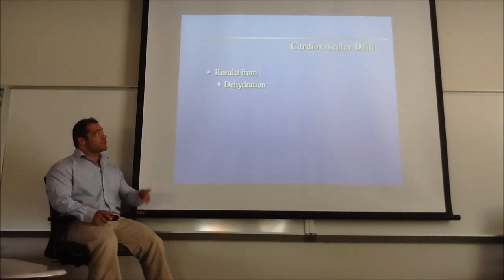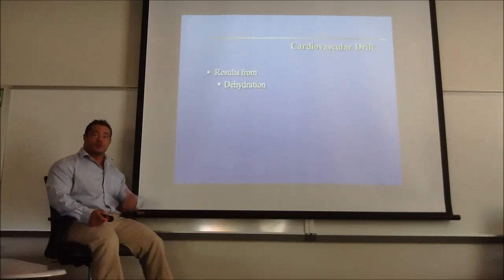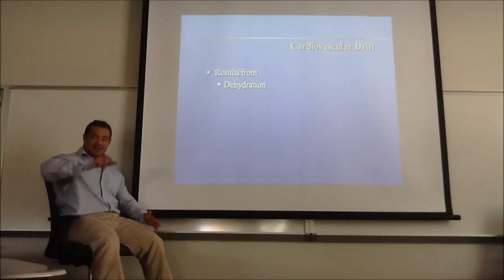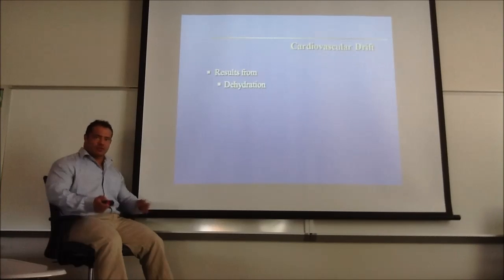Well, cardiovascular drift results from dehydration. As the person runs, they lose body water. Let's say we're not letting them drink any water. So they start at a certain heart rate because they have a certain amount of blood volume, and they need to circulate that blood past the muscles at a certain rate. Okay, fine. So they have a certain amount of blood, they need to get to the muscles at a certain rate, the heart beats at a certain rate, and we have a certain stroke volume.